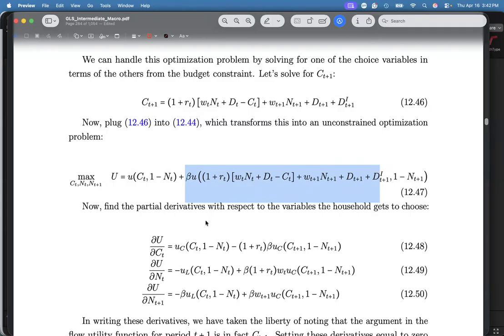Okay? Now what about NT plus 1? Your decision on how much to work tomorrow. Is it here in today's utility? No po, sir. Absolutely not. Because the only things in today's utility are today-dated things like C and N today. It should appear tomorrow. Right? It should appear tomorrow. So where is it tomorrow?